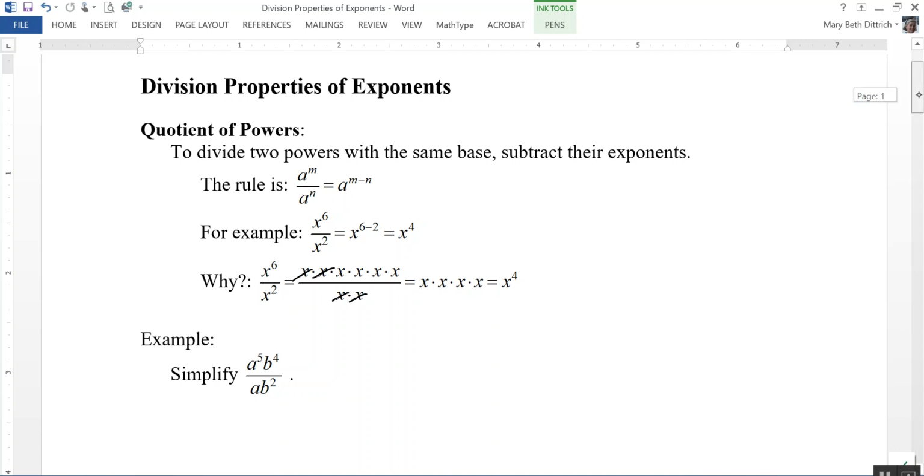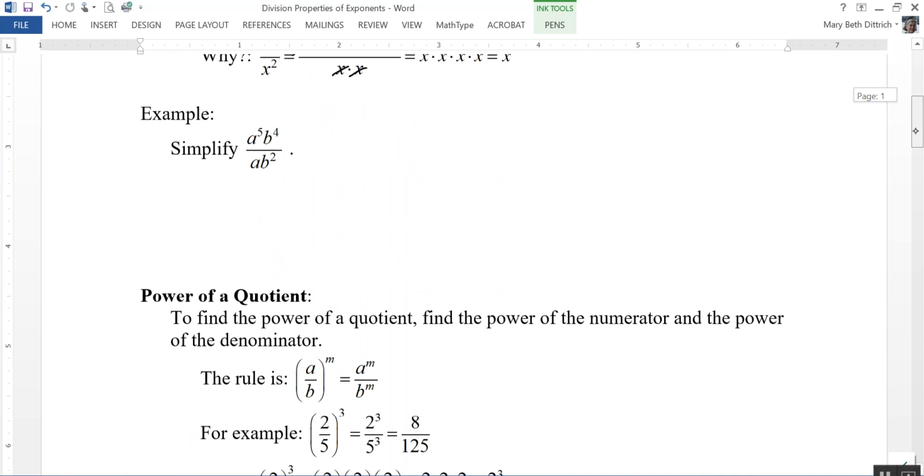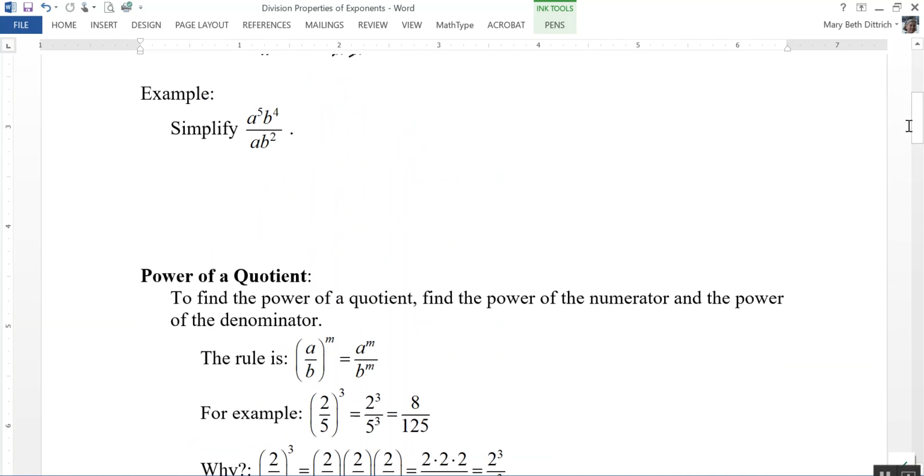Let's take a look at an example here. We need to simplify a to the fifth, b to the fourth over a times b squared. So we could think of this as a to the fifth over a times b to the fourth over b squared. And let's go ahead and use the subtraction rule. Remember, this is a to the 1. That's equal to a to the 5 minus 1 times b to the 4 minus 2. Since I'm dividing, I'm subtracting my exponents, or a to the fourth b squared.